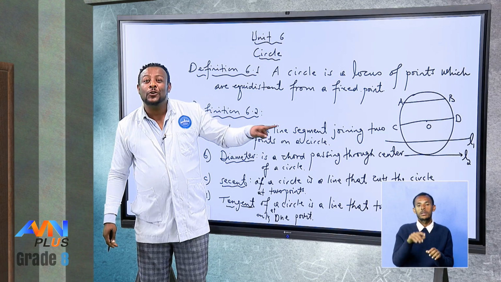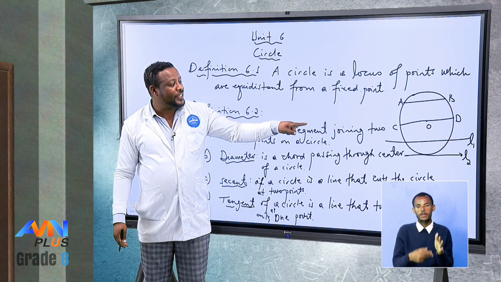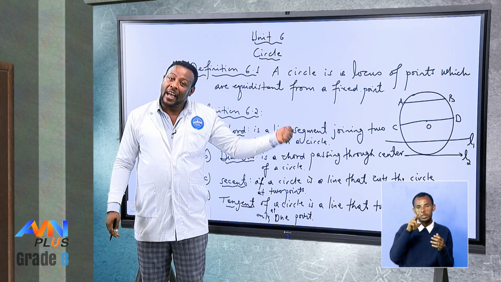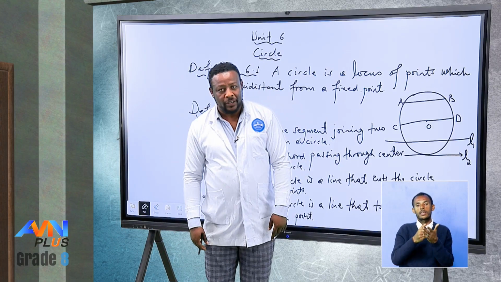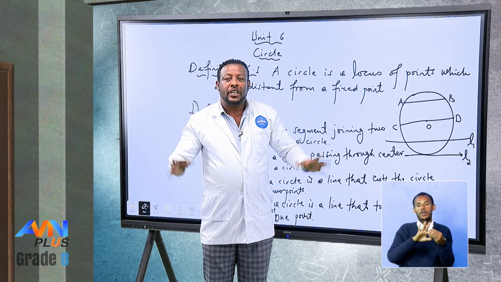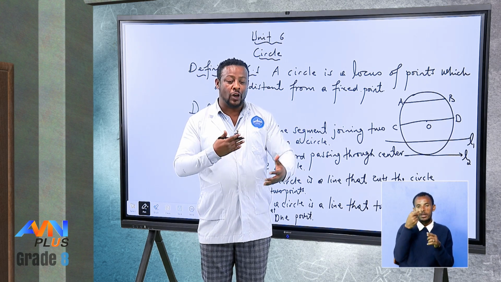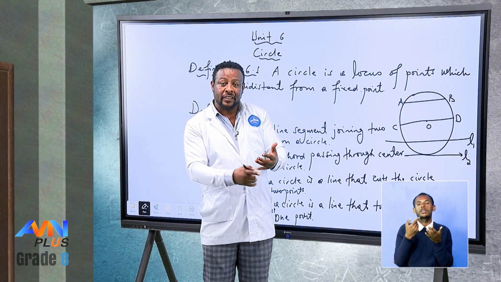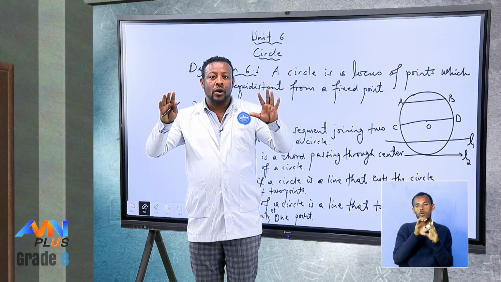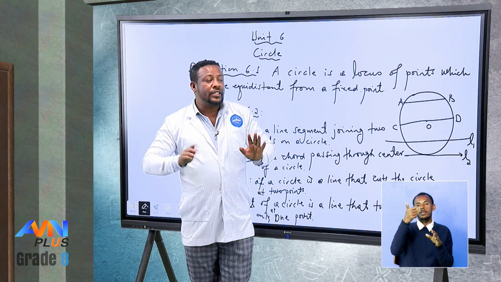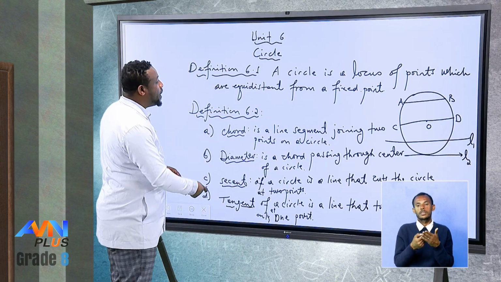So L2 is considered as a tangent line because it touches only the circle at 1 point. Okay, so whenever you see different lines, you have to understand whether it is a secant, a diameter, or a chord, or a tangent. Okay, so these are some of the terminologies that we have.